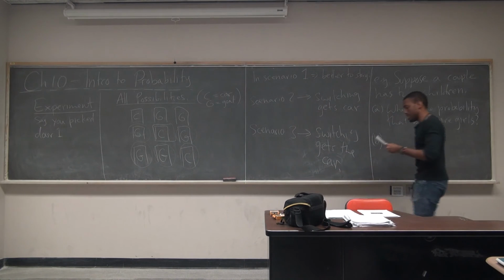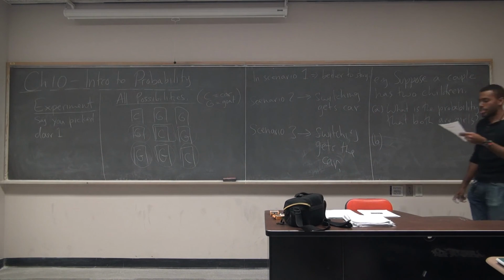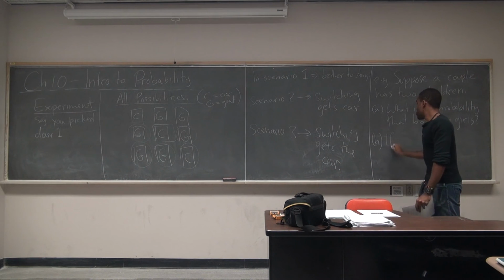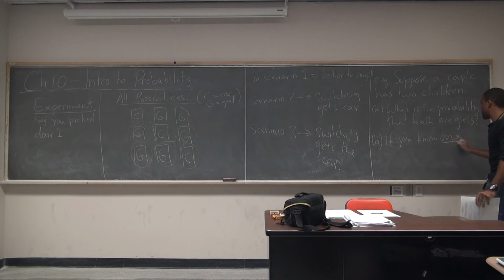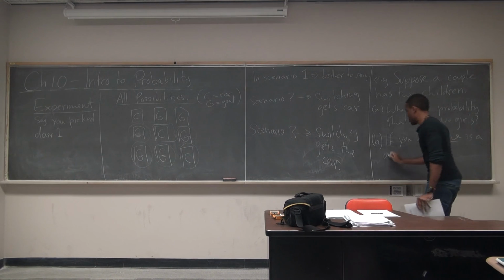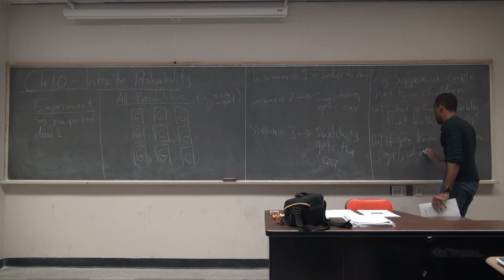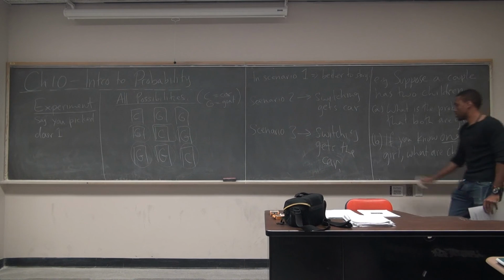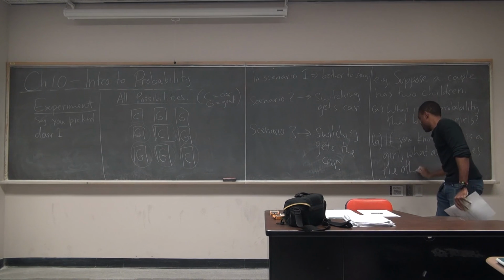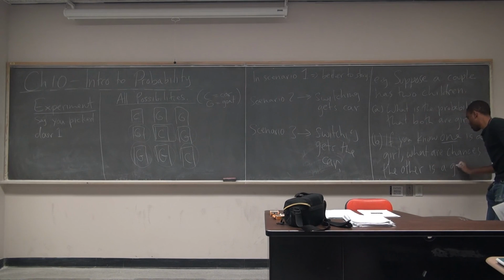Here's another thing. B. If you know one is a girl, what are the chances the other is a girl? It will be a totally different answer. Now remember, they already had the children. Their sexes are determined, right? We know if they're a boy or a girl already. You just don't know, right?